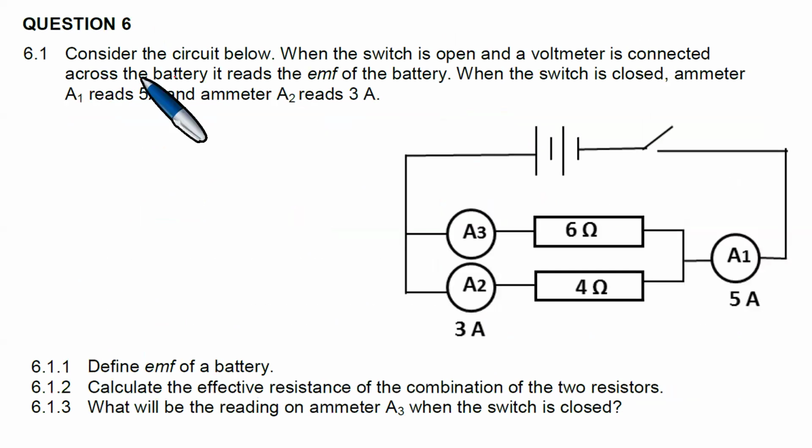Right, so here we consider the circuit below. When the switch is open and a voltmeter is connected across the battery, it reads the EMF of the battery. When the switch is closed, the ammeter A1 reads 5 amps and the ammeter A2 reads 3 amps. Define the EMF of a battery.